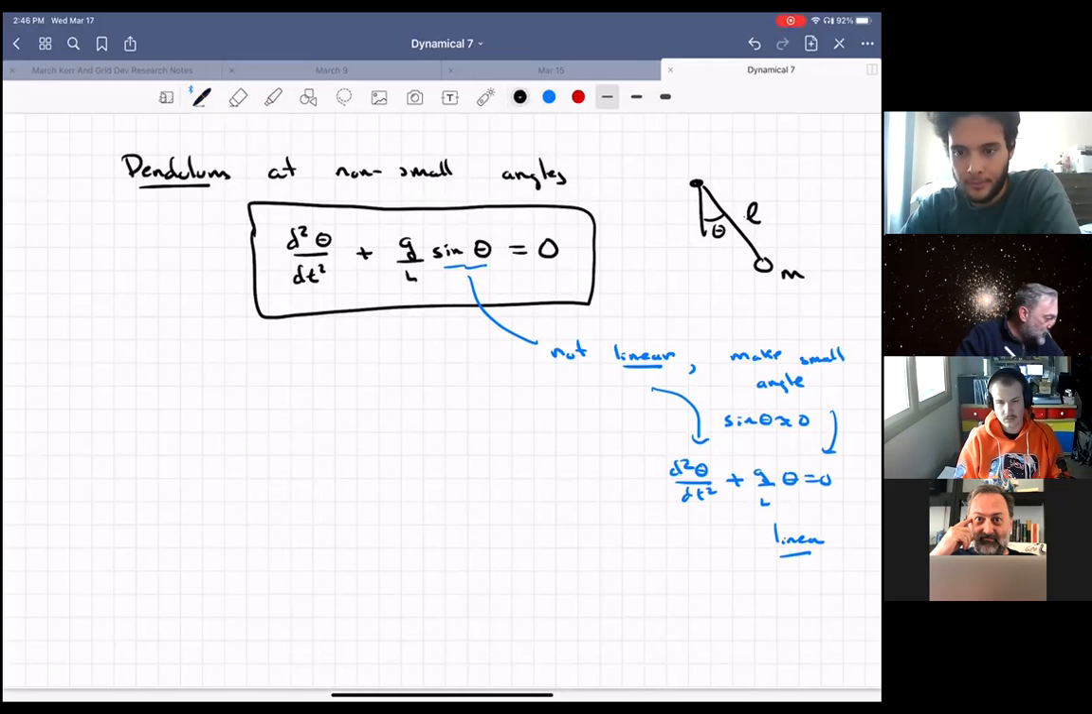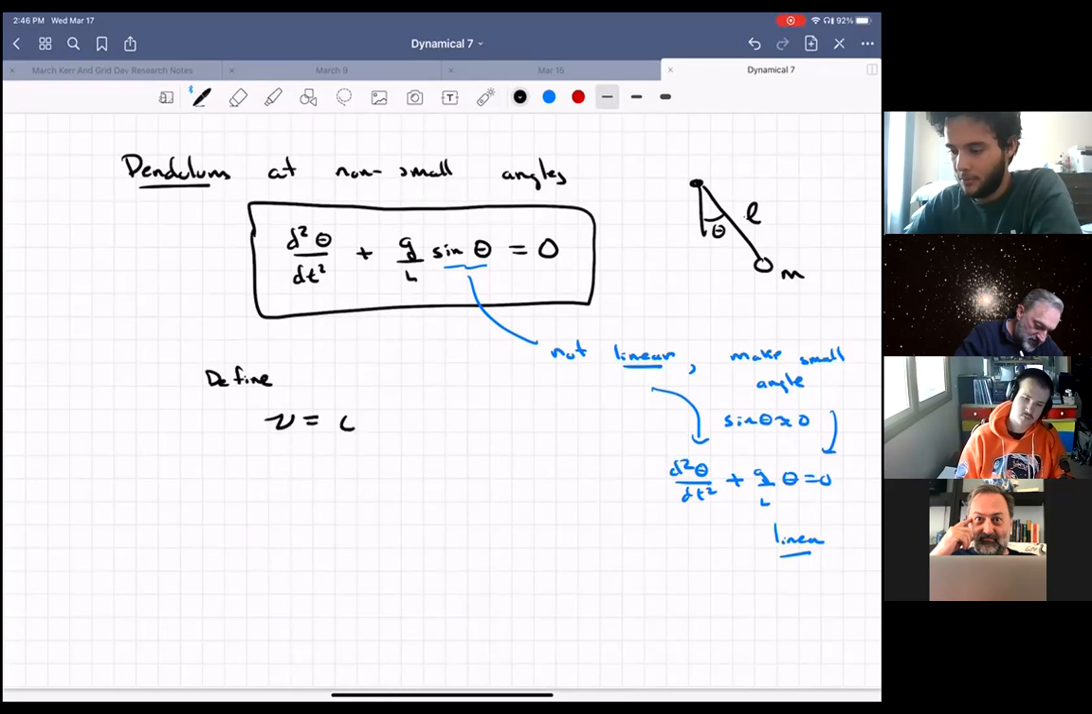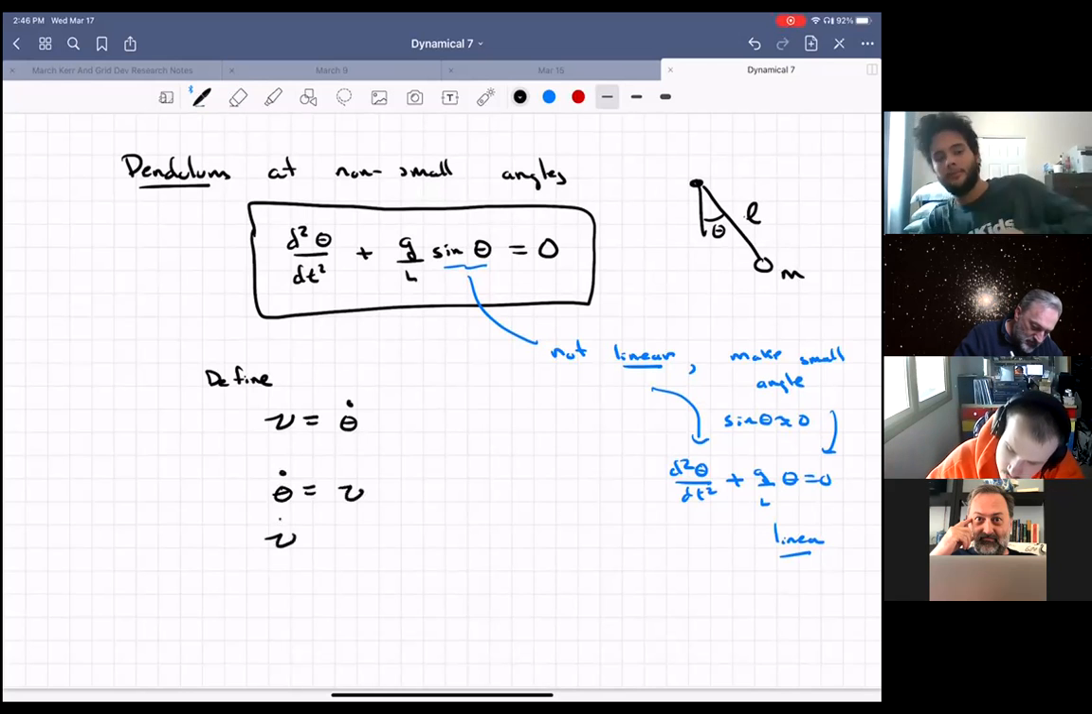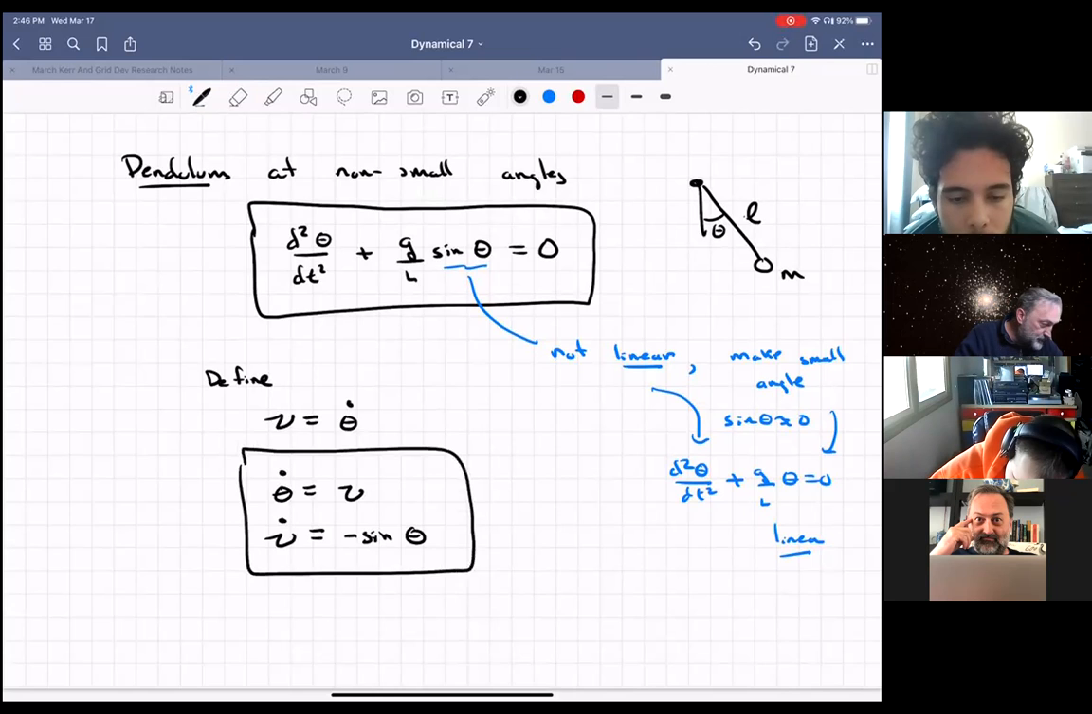All right, so anyway, what can I do? Let me define nu to be theta dot. Then the equations become theta dot is nu, nu dot is minus the sine of theta.